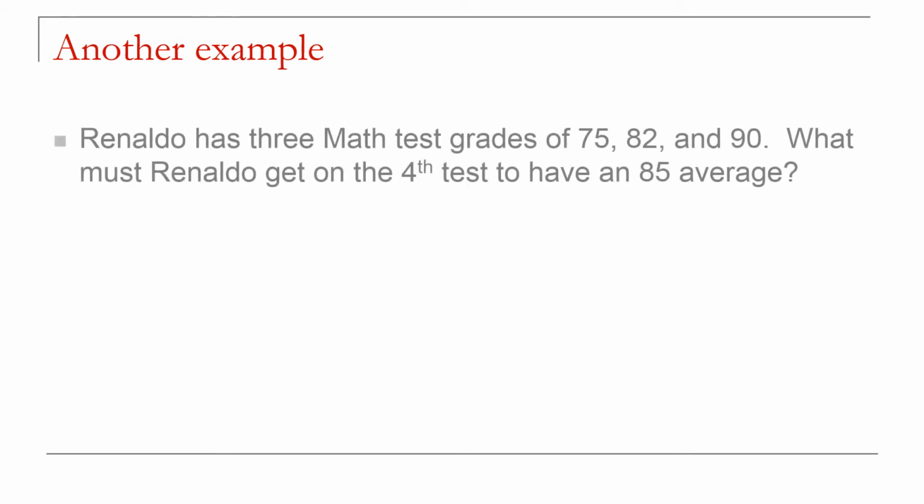Let's take a look at a word problem example for this particular chapter. Ronaldo has three math test grades of 75, 82, and 90. What must Ronaldo get on the fourth test to have an average of 85? Pause the video at this point to give yourself a chance to try it on your own.